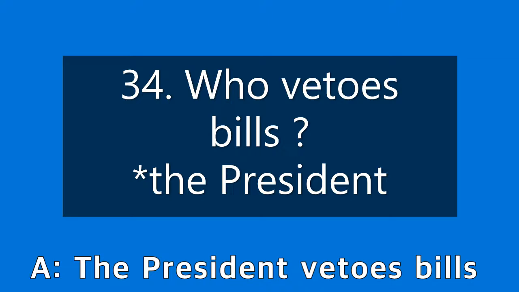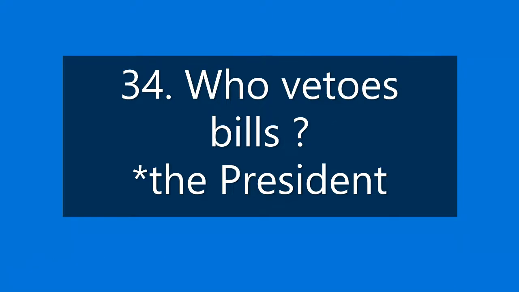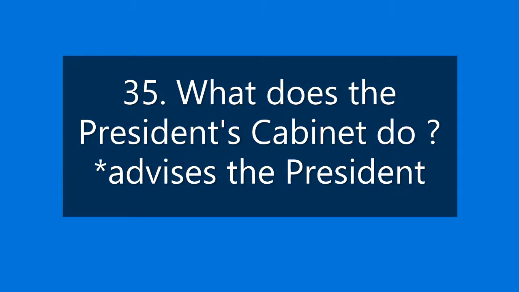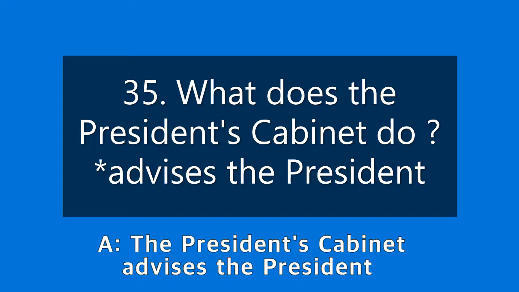Number 34. Who vetoes bills? The answer: the President vetoes bills. Number 35. What does the President's Cabinet do? The answer: the President's Cabinet advises the President.